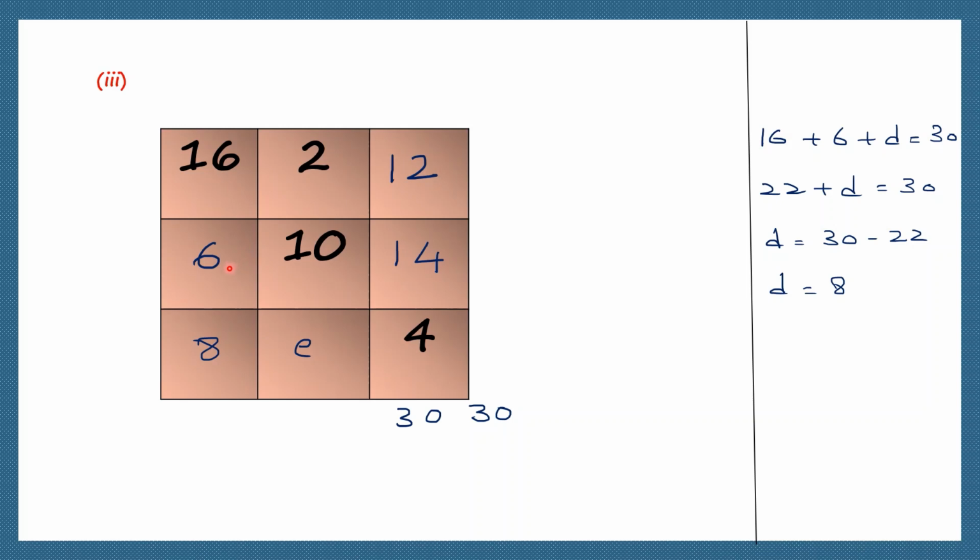Let's check and see whether it's correct. 16 plus 6 is 22. 22 plus 8 is 30. So this is correct. We've got 30 here.